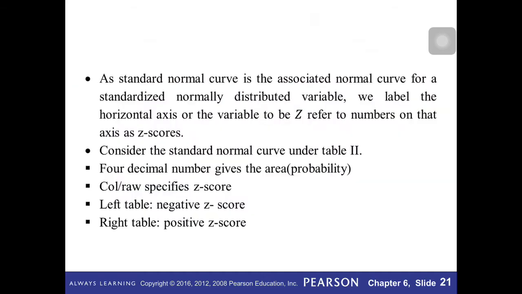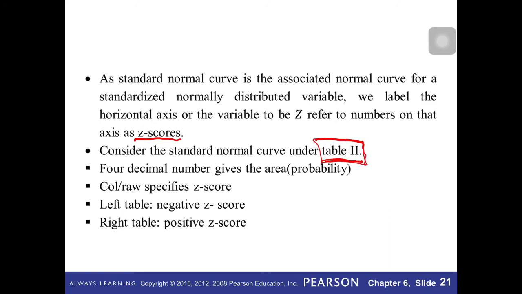The standard normal curve is the normal curve associated with a standard normally distributed variable. We normally use Z to denote the Z score, which means standardized normal distribution. So we use Z. Consider the standard normal curve table, Table 2. You can see this standard normal curve table in your textbook under Table 2.